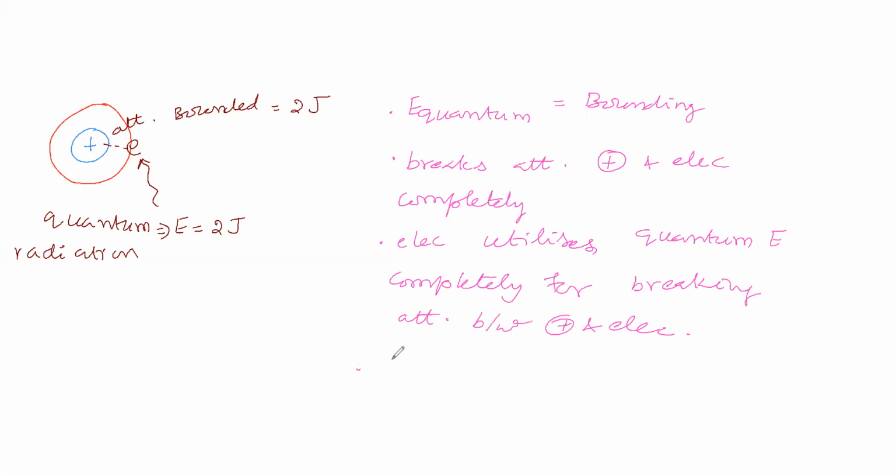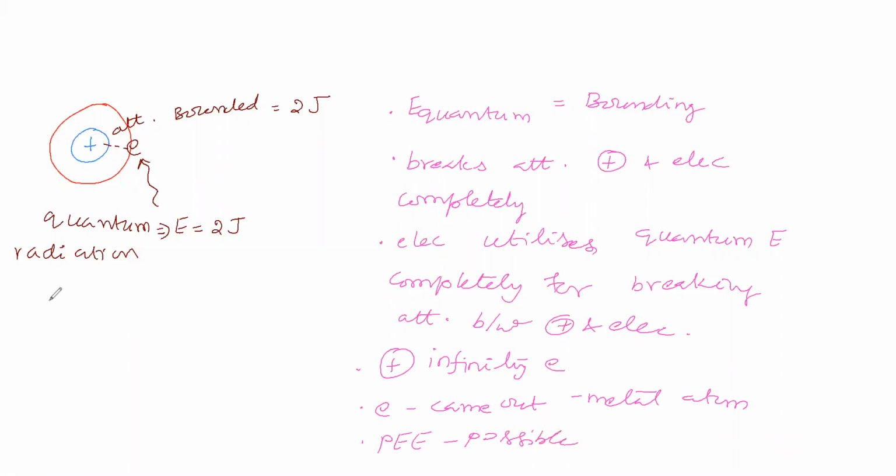Now, between nucleus and electron, distance is infinity. This means the electron came out from the metal atom. That means here we are saying that photoelectric effect is possible. Here, energy of quantum is directly proportional to frequency of radiation. In this case, the frequency of radiation is such that photoelectric effect is possible, the electron utilizes quantum energy completely for breaking attraction between nucleus and electron. That's what we said here.